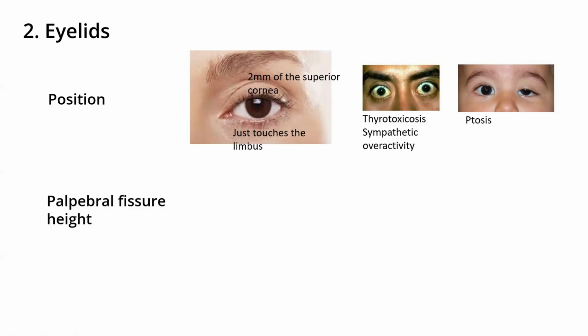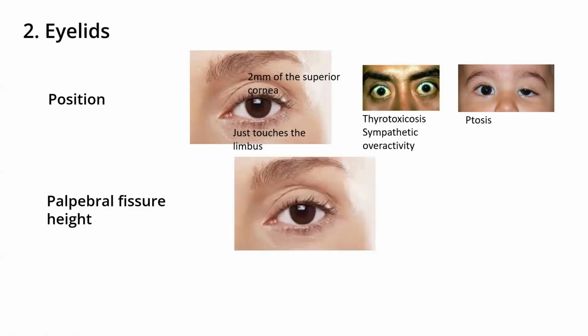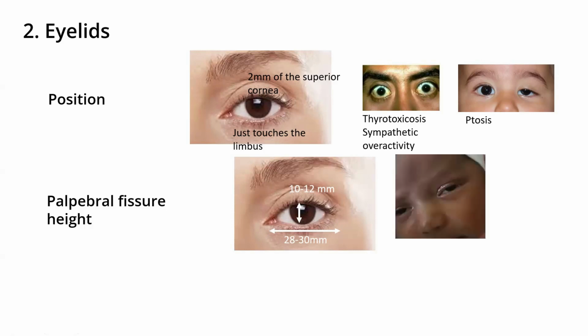Next, the palpebral fissure height. First, we need to know what the normal palpebral fissure height is, and then we can comment about abnormal fissure heights. The normal fissure height is vertically around 10 to 12 millimeters, and horizontally around 28 to 30 millimeters. Obviously, this will change in different races too. When the horizontal diameter is reduced, it is called ankyloblepharon.